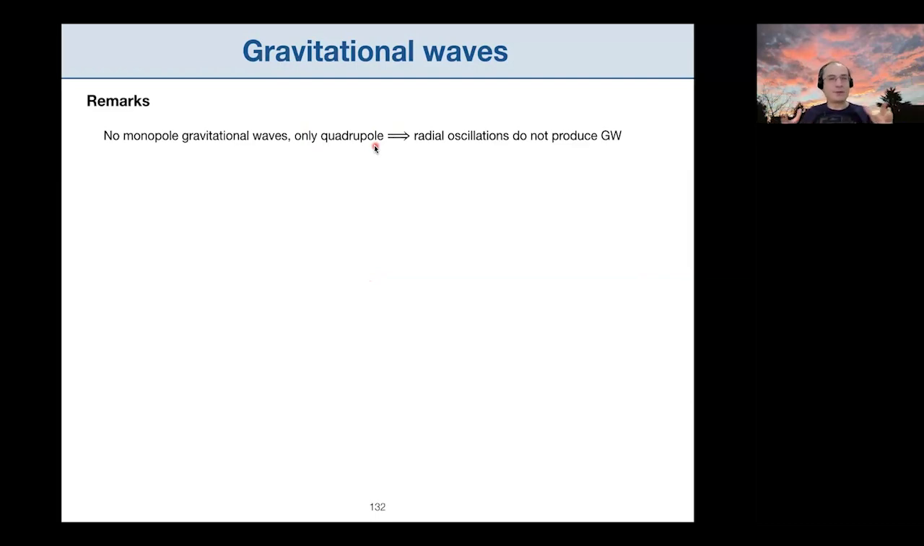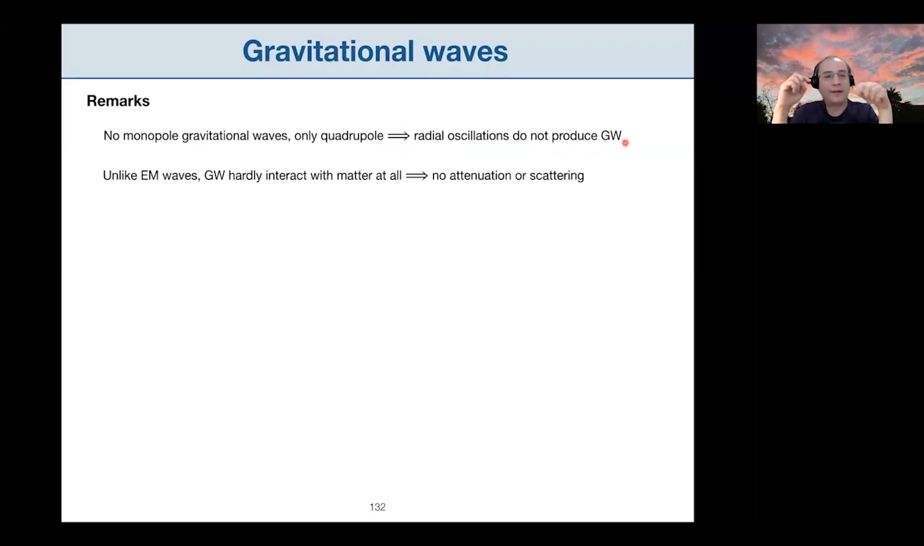So there are many types of stars, which are usually quite heavy, which undergo radial oscillations due to various types of instabilities. They grow larger and then they shrink, grow larger and shrink. These oscillations can be violent, but they do not lead to any kind of gravitational wave production. You need more complicated motion of the mass distribution in the system.